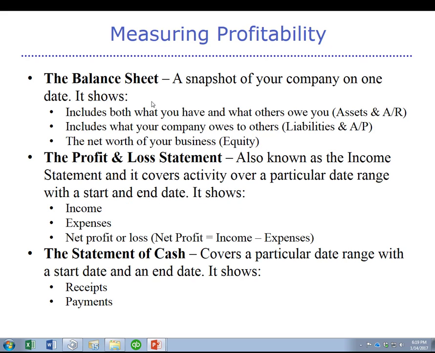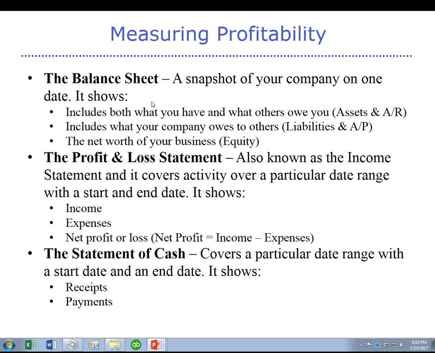Now to measure profitability. The balance sheet is what records your assets and your accounts receivable, your liabilities, your accounts payable, and your equity. Your profit and loss is what records your income, expenses, and your profit. And then your statement of cash flows is what records your payments and receipts for a particular date range. So let me break that down for you.